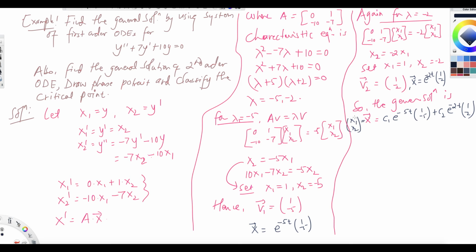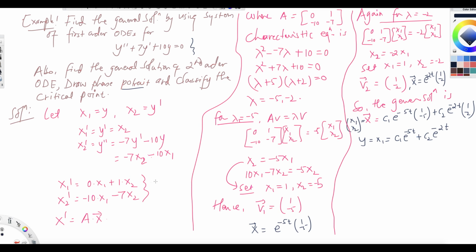But you need to find the solution for y, because your given equation is given for y. So what is y then? y is the same as x1, right? So y equals x1, which is equal to, you will pick the top number, so it will be c1 e to the negative 5t plus c2 e to the negative 2t. That's what you get. Okay, that's the value of y, the same as x1.